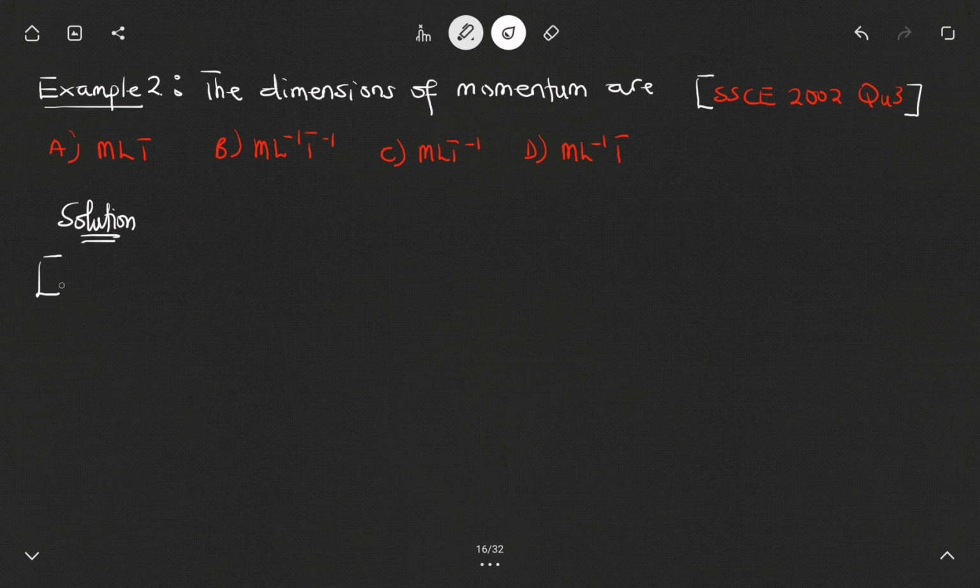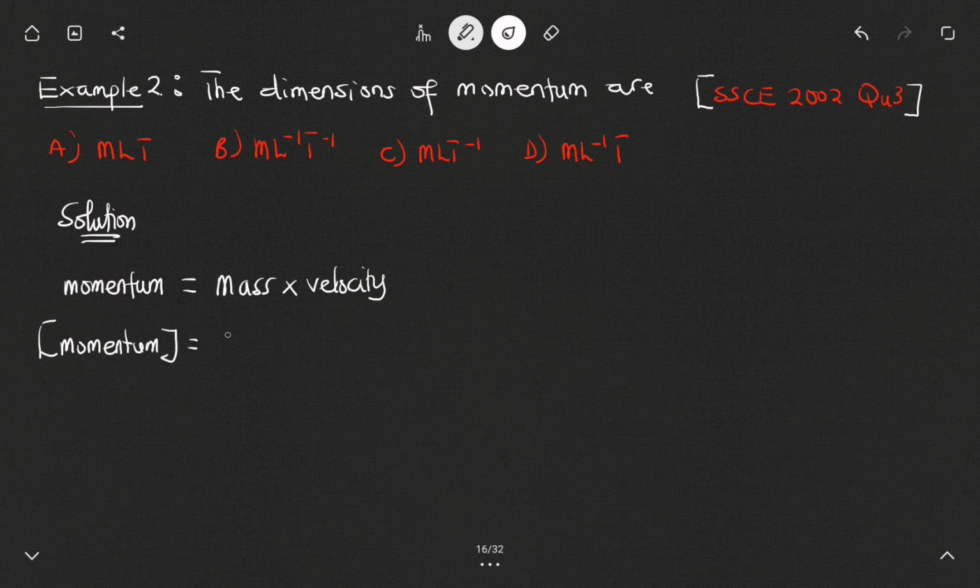So momentum, let me remove the dimension sign for now. Momentum is given mathematically as the product of mass and velocity. And so if we apply the dimension symbol, it means the dimension of momentum will be equal to the dimension of mass multiplied by the dimension of velocity, which in this case will be what? Distance on time.